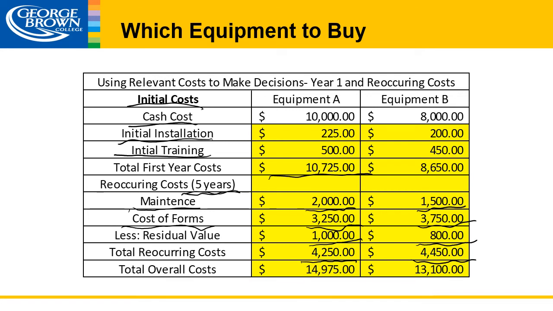If we take our total first year costs and our reoccurring costs, they equal total overall costs. In this particular case, we should be picking and purchasing equipment B because it has the cheapest or lowest overall cost. Okay. Again, in this particular example, we are assuming that both pieces of equipment will suit our needs. For example, 2 walk-in freezers, we would hope, would freeze our products, right? And are of the same size.